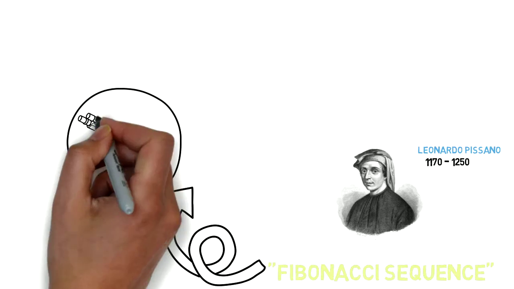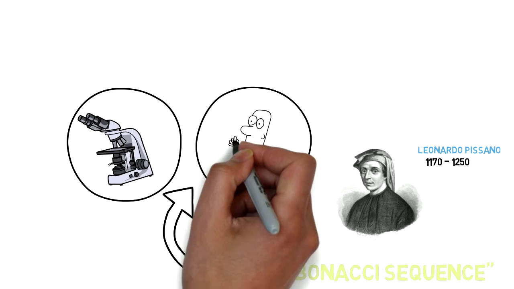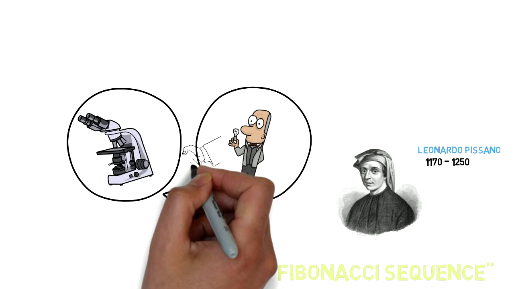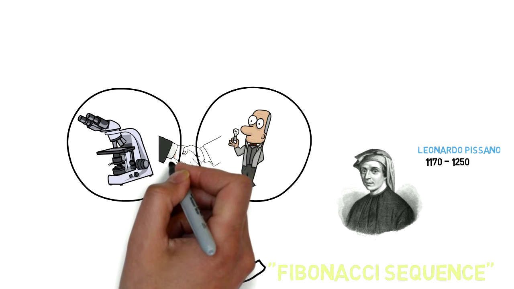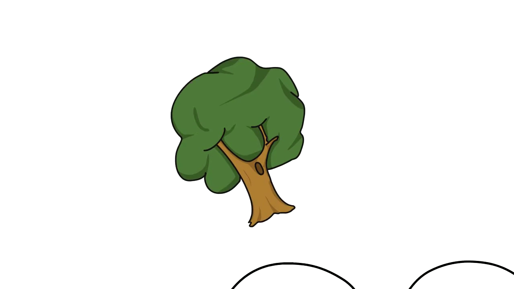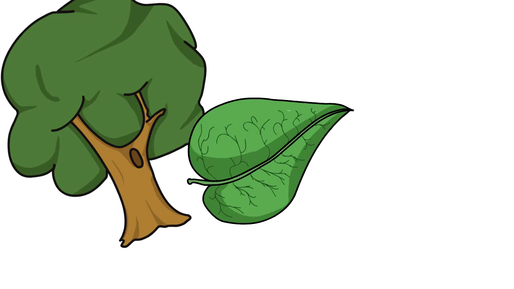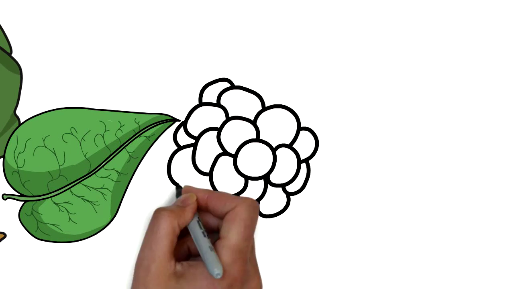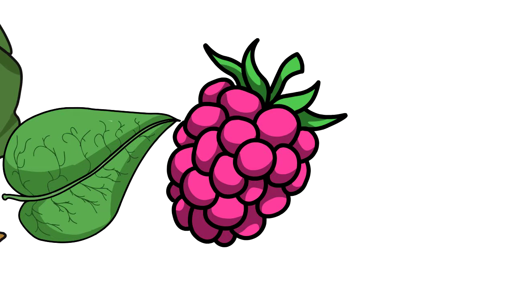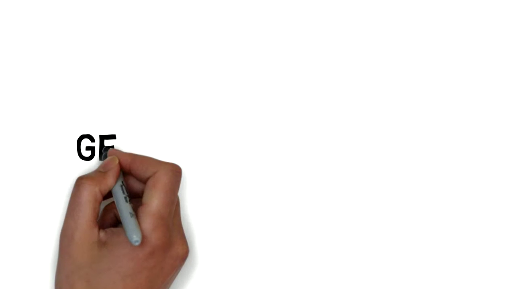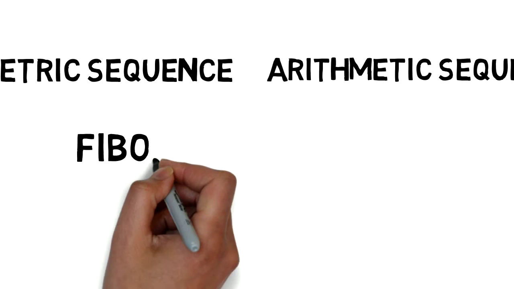Fibonacci numbers are of interest to biologists and physicists because they are frequently observed in various natural objects and phenomena. The branching patterns in trees and leaves, for example, and the distribution of seeds in a raspberry are based on Fibonacci numbers. So, what is the difference between geometric, arithmetic, and Fibonacci sequence?